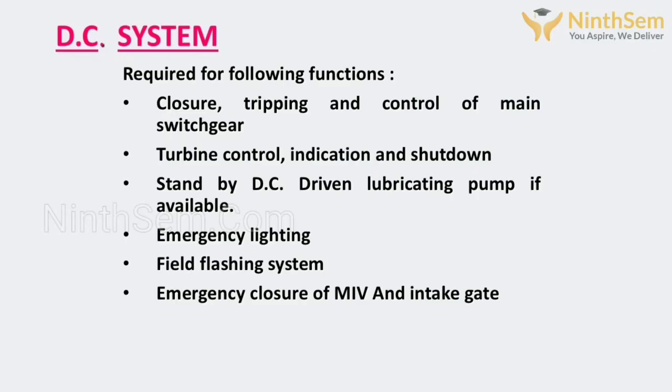Today, we're going to learn about the DC system required for the following functions: closing, tripping and control of main switchgear, turbine control, indication and shutdown, standby DC driven lubricating pump if available, emergency lighting, field flashing system, emergency closing of MIV and intake gate.